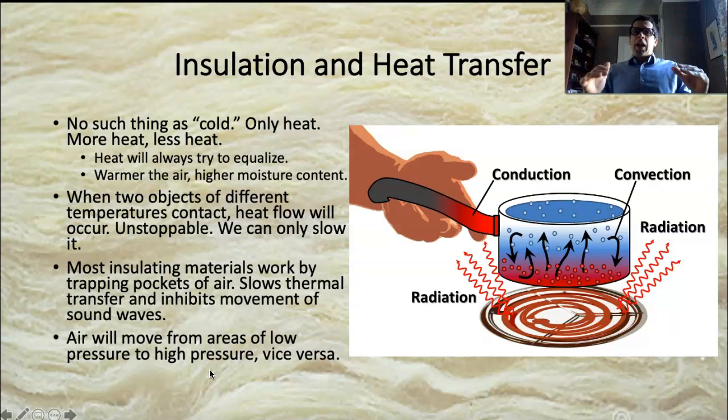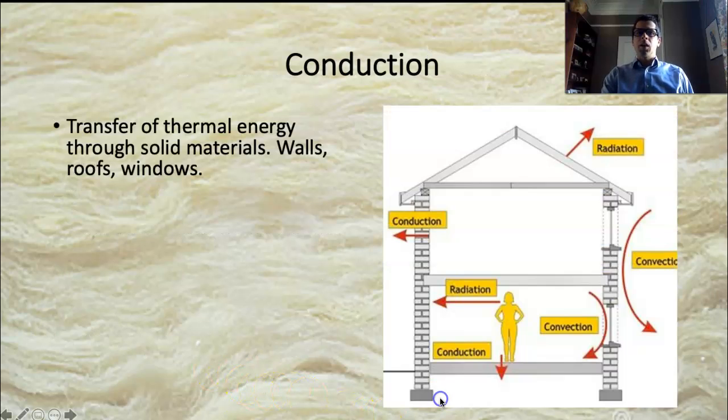If we're losing air from the house up into the attic, that air is going to be replaced somehow. Then it's going to pull air in from the outside. What that's called is either a convective loop or the stack effect, and we'll talk a little bit more about that.